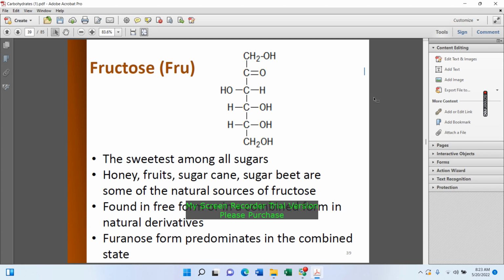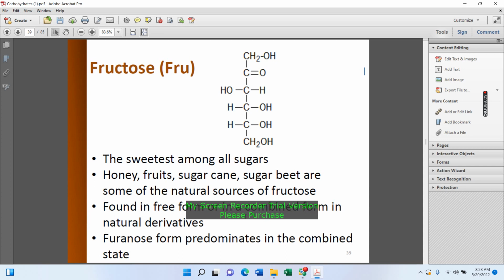But what is fructose? What's the difference in it? Instead of the aldehyde that was before, the terminal carbon on the other side of the glucose forms a ketone. It's a ketone group over here. Fructose is the sweetest. Honey, fruits, sugar cane, and sugar beet are the natural sources of fructose.